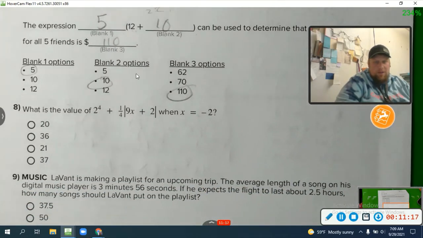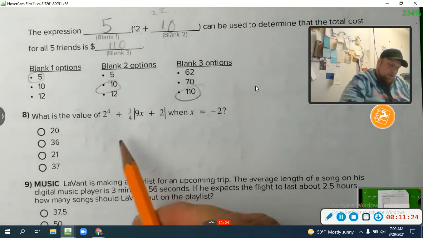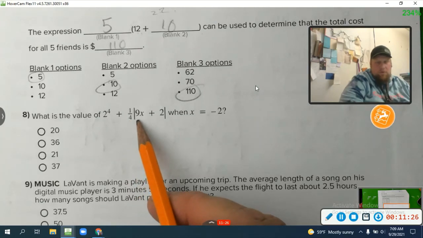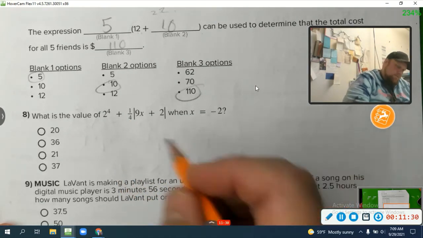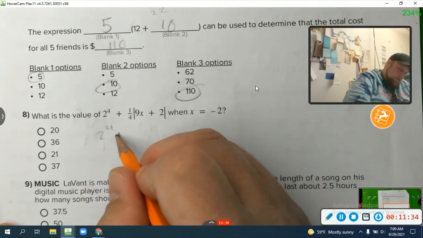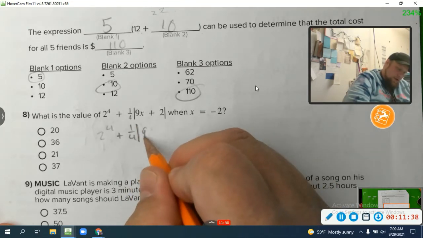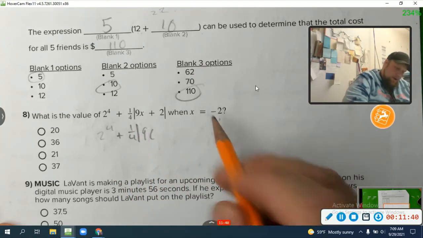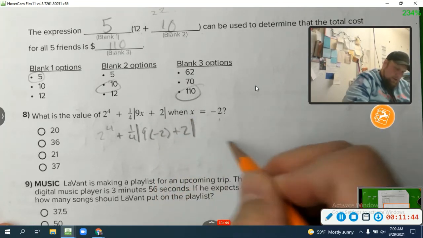This one can look a little confusing, but don't stress out on it. It actually works out quite nicely. Okay, what is the value of 2 to the 4th plus 1/4 times the absolute value of 9x plus 2 when x equals -2? Well, let's rewrite it. I'm going to have 2 to the 4th plus 1/4 times the absolute value of 9. And again, instead of x, I'm going to write -2 plus 2, absolute value.